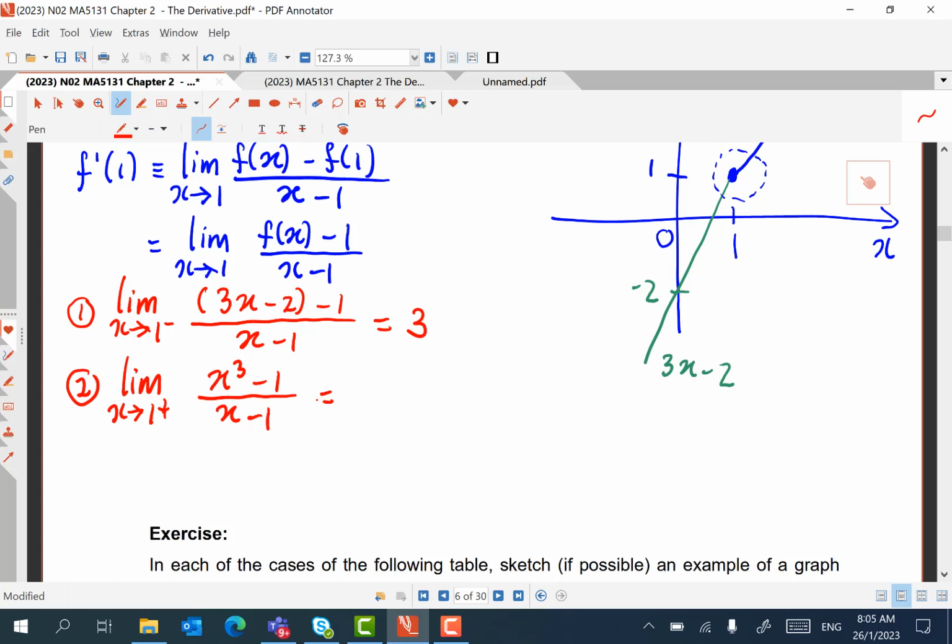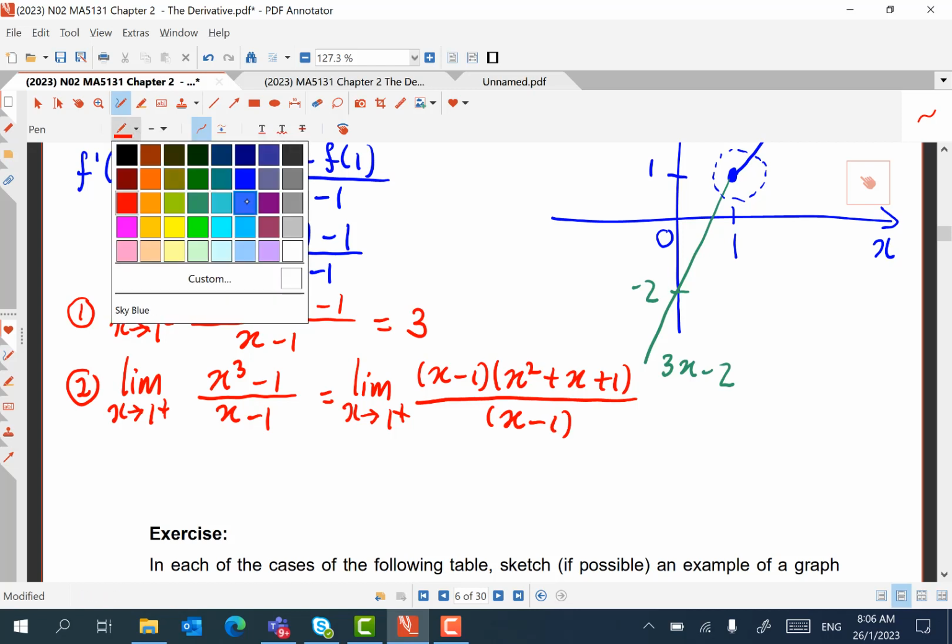Let's test out Yu Tong again. Yu Tong, how do you factorize x cubed minus 1? X minus 1. And what else? X squared plus x, plus 1. Right. So she said this. Thank you.